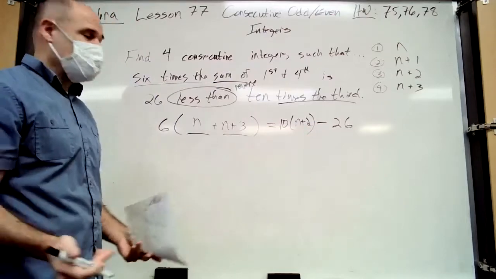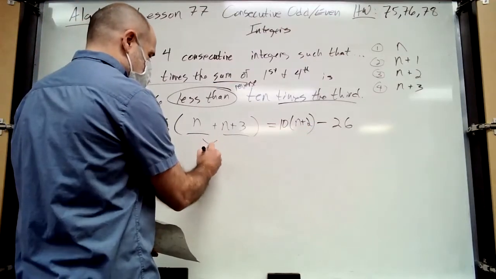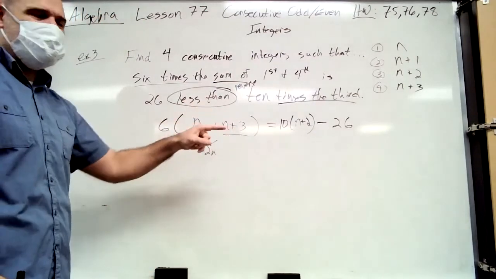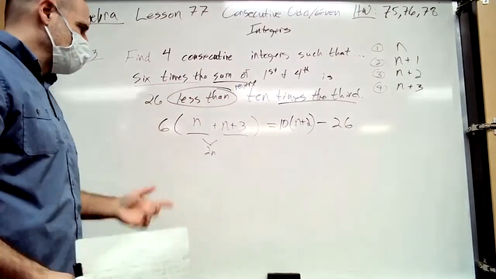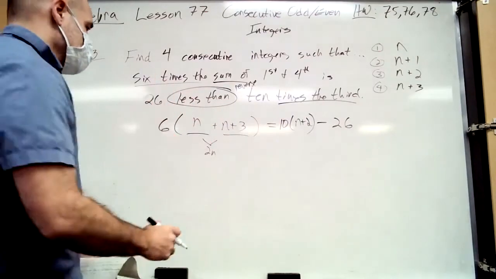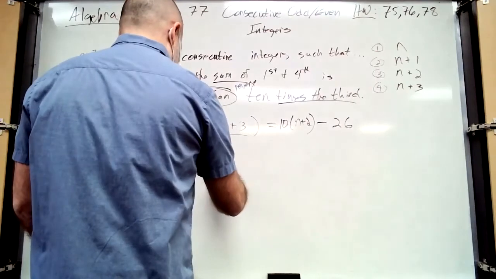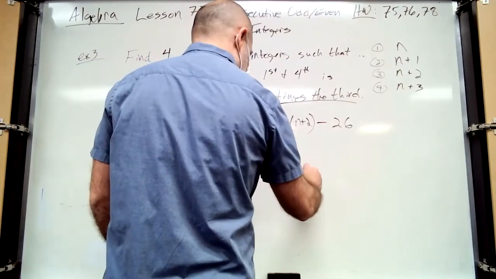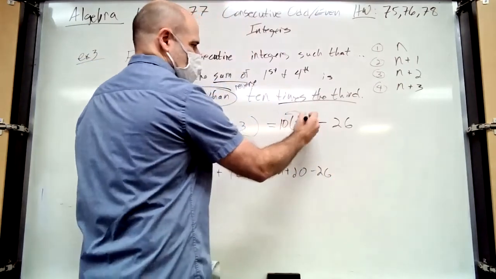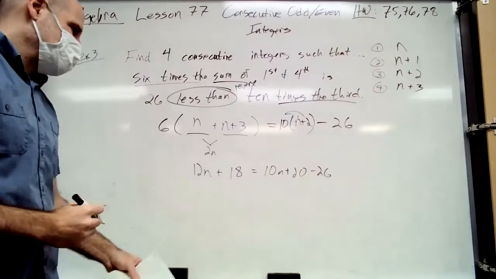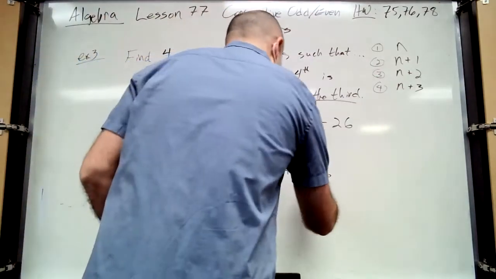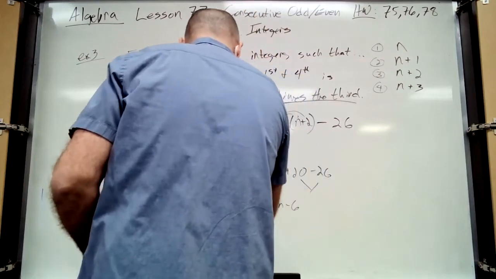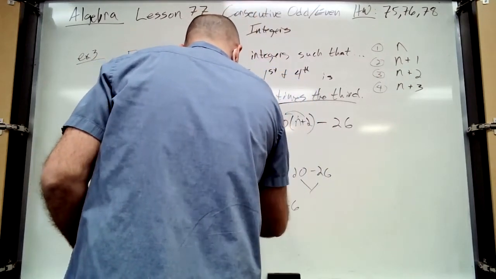All right, so let's simplify and solve. I'm going to make this a 2n inside of there. It doesn't matter. You can distribute the 6 to both of those and have 6n plus 6n. Either way, you're going to end up with 12n. Okay, so you get 12n plus 18 equals 10n plus 20 minus 26. All I did was distribute. Now I just need to combine these guys together. So this is minus 6. So this is 10n minus 6, 12n plus 18.